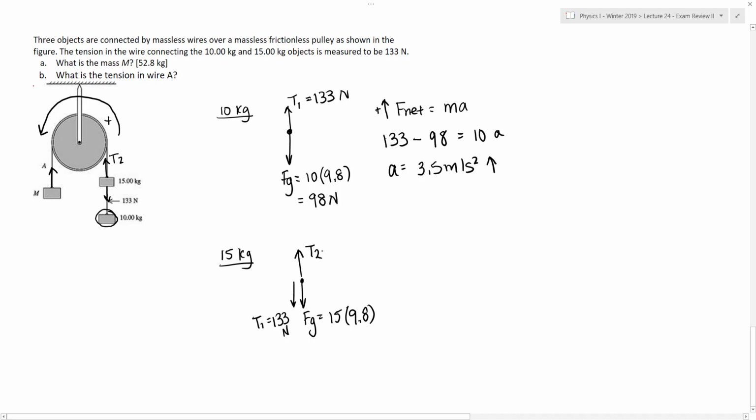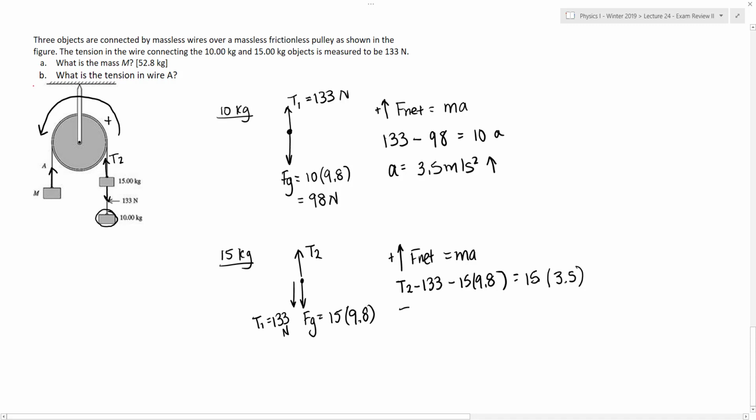Okay, we have to stay consistent with our signs. So if we said positive was upwards before, we have to stay consistent. So we'll say positive is upward here. F net equals ma. So we have T2 that's pointing upward, so that's positive, and then minus 133 newtons, that's pointing down, and we have 15 times 9.8, which is pointing down, equals the mass of the object, 15, times the acceleration we already found from before, which was 3.5. Like we said, they're all connected together with a wire, so they all have to have the same acceleration.